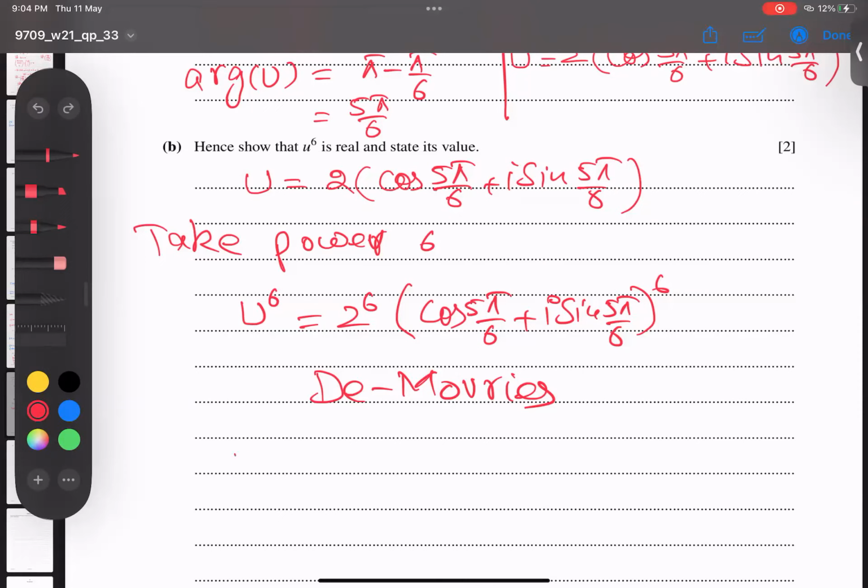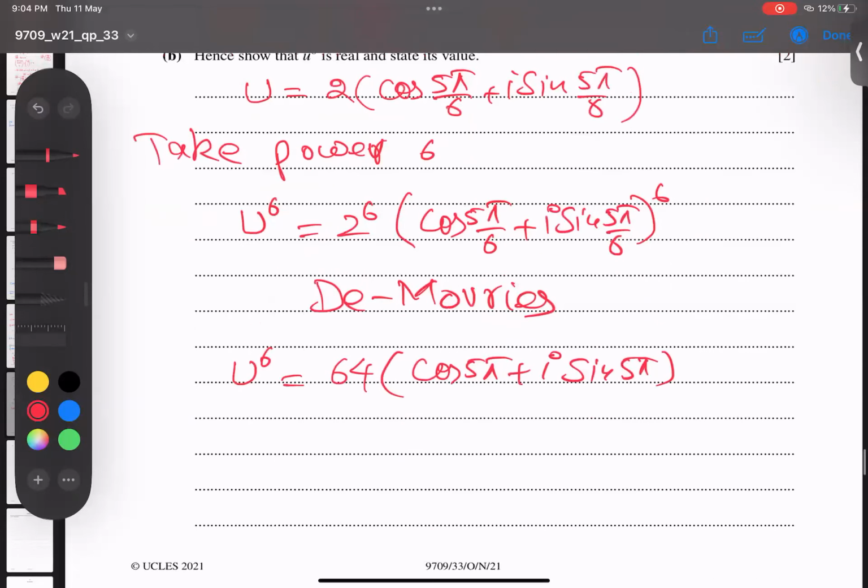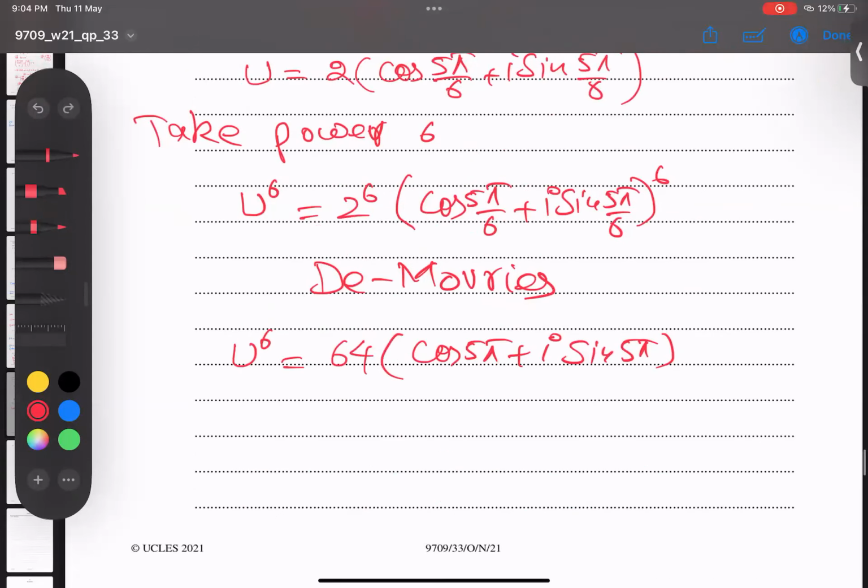So when I multiply u to the power 6, 2 to the power 6 is 64. And when 6 multiplies here, the 6 cancels and cos 5 pi is left, and here sine 5 pi is left. You can type this in a calculator, but I know 1 pi, 2 pi, 3 pi, 4 pi, 5 pi, and here cos is always -1.